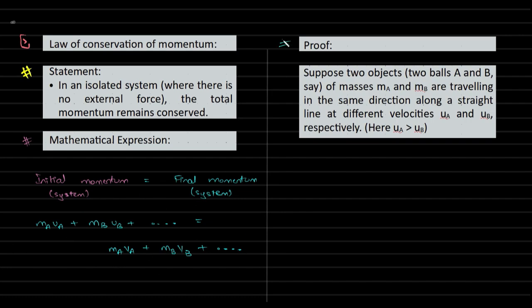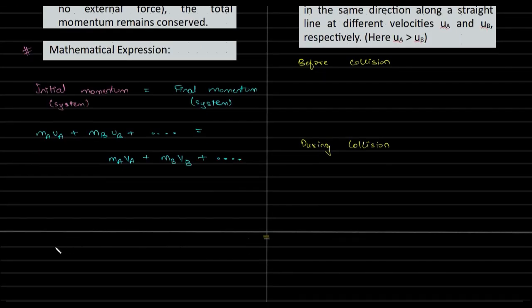As a proof, we would be just taking up two objects, and this is how the proof starts. Suppose two objects, two balls A and B, of masses MA and MB are traveling in the same direction along a straight line at different velocities, UA and UB, respectively. Here UA is greater than UB. So we have three scenarios: before collision, during collision, and can you guess the third one? Yes, after collision.